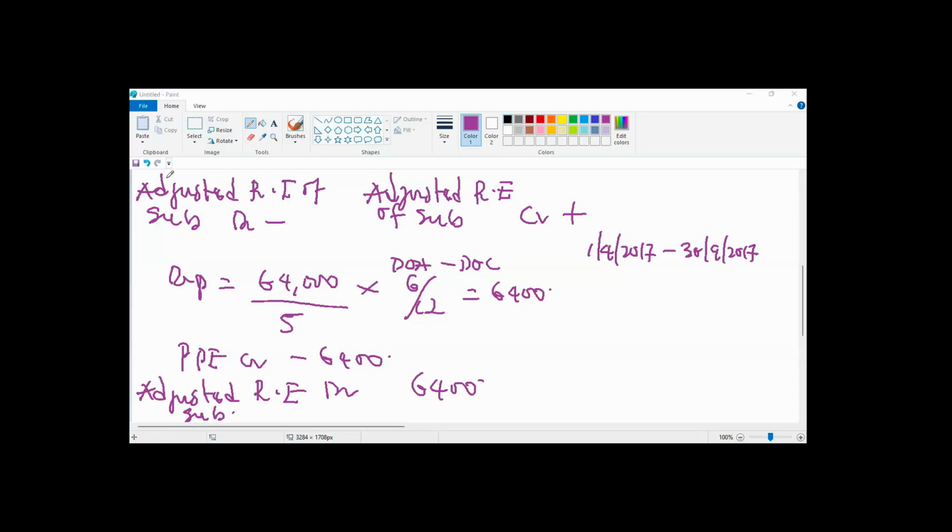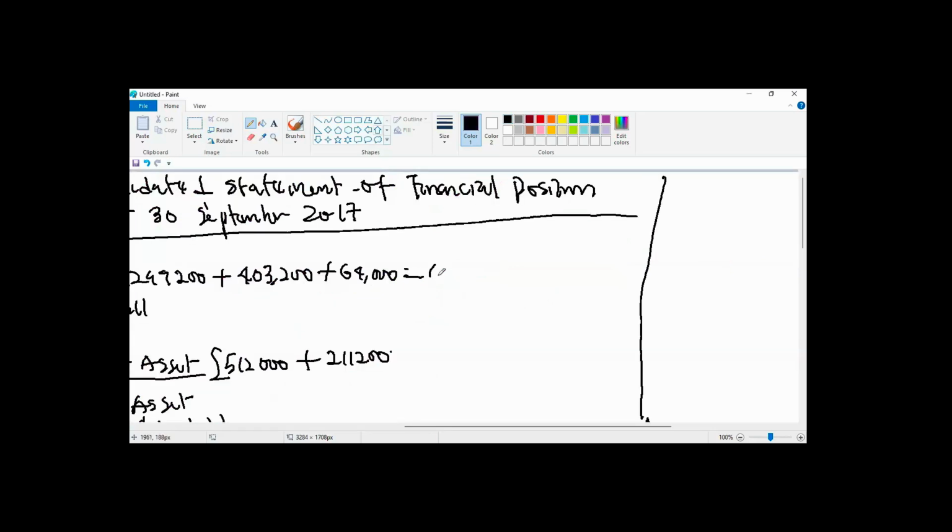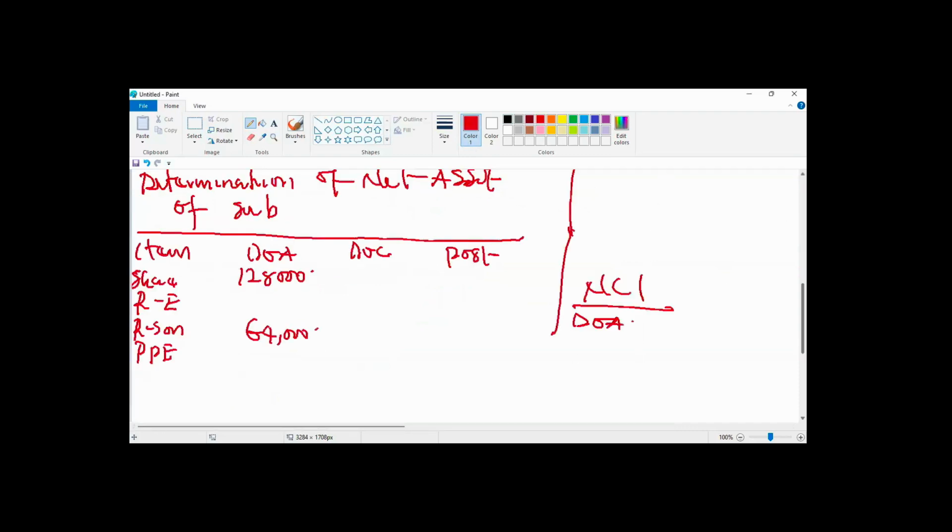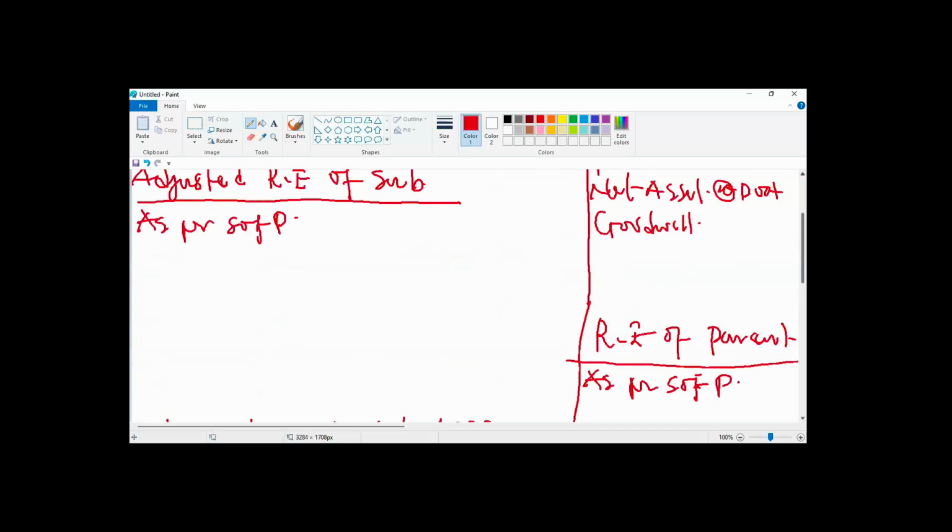PP minus 6,400. Then adjusted retaining of subsidiary. Go to the depreciation, 6,400. I will debit his account. As per SWFP, what was in the retaining of the parents? What was in the retaining? 208,000 for subsidiary is 208.